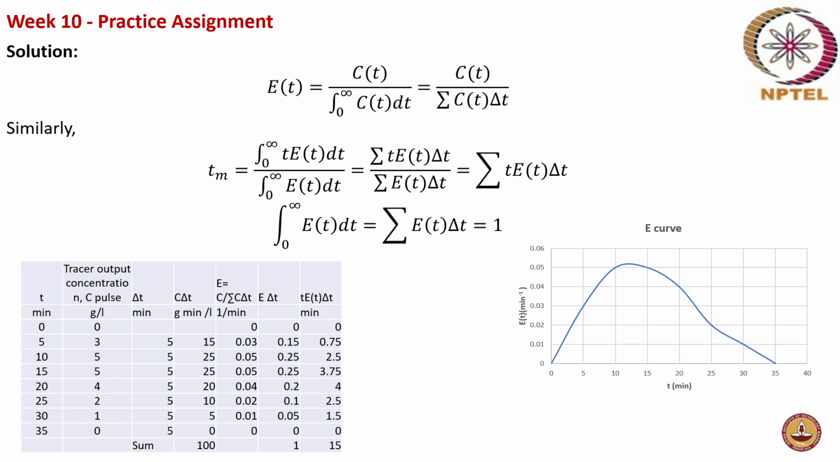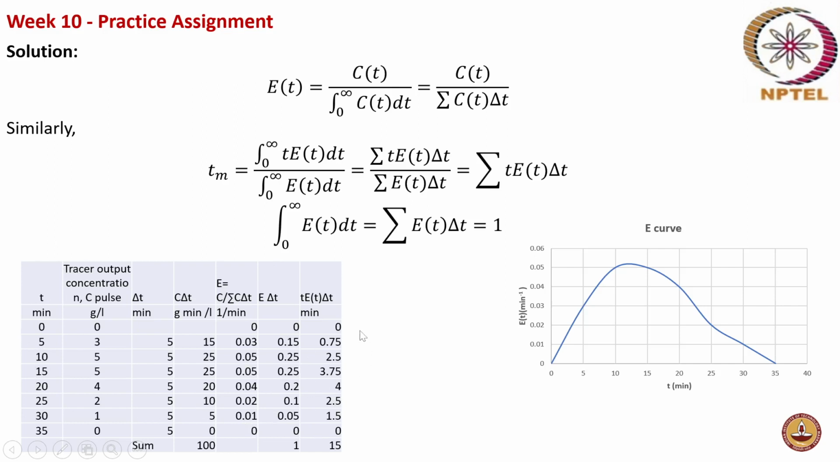Next we have to find out the mean residence time. Mean residence time is given by the summation of t into E of t into delta t. We already have, for each time point, E into delta t. So we just have to multiply the time for each of these. For the first one, at time equal to 0, it is 0 into 0, which is 0. For the second case, it is 5 into 0.15, 0.75. The third case, it is 10 into 0.25, which is 2.5. Next, 15 into 0.25, which is 3.75. Fourth case, it is 20 into 0.2, that is 4.